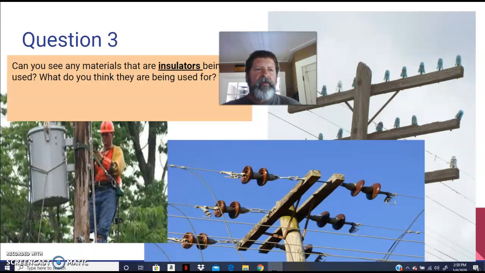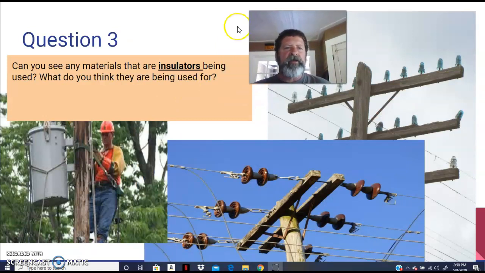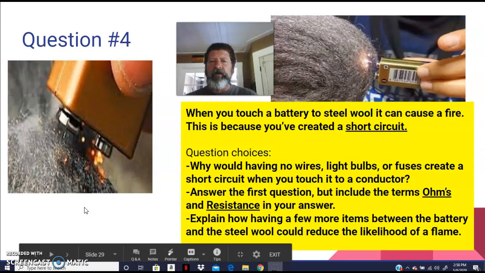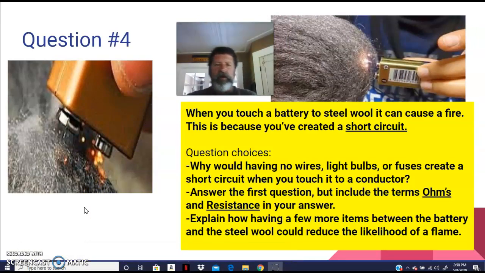Question number 3, can you see any materials in these pictures that are insulators? How are they being used? Why do we use insulators? Question number 4, when you touch a battery to steel wool, it can cause a fire, and this is because you've created a short circuit. So here's some questions. Why would having no wires or light bulbs or fuses create a short circuit when you can touch a conductor? Answer the first question, this is your other choice, but use the word ohms and resistance in your answer. And then the last choice, if you want to, explain how having a few more items in between the battery and the steel wool would reduce the likelihood of a flame.